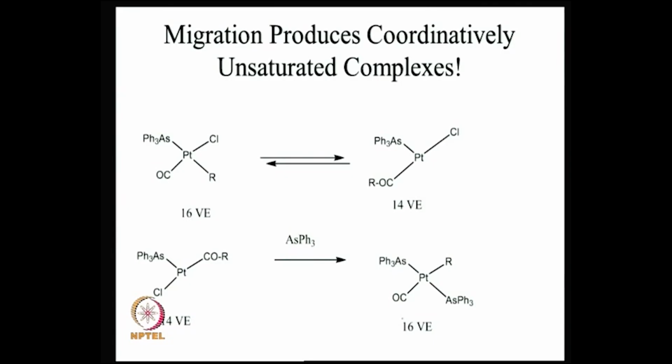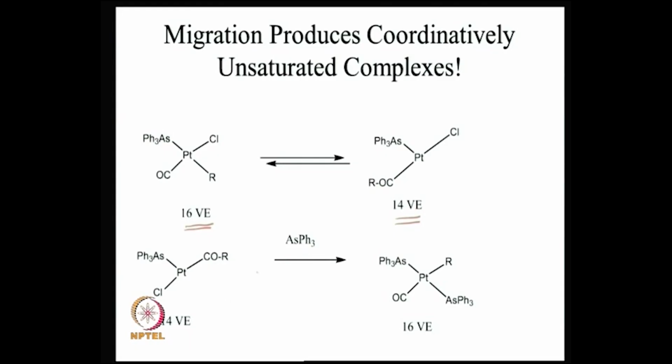In the previous example, we had 18 electron complexes, but we have pictured here in this example a 16 valence electron complex. If you have a 16 valence electron complex, one has to go through an intermediate where you would end up with a 14 valence electron species. If this reaction is reversible, then you would end up with a rate dependence which is not dependent on the added triphenyl arsine as we have pictured here.